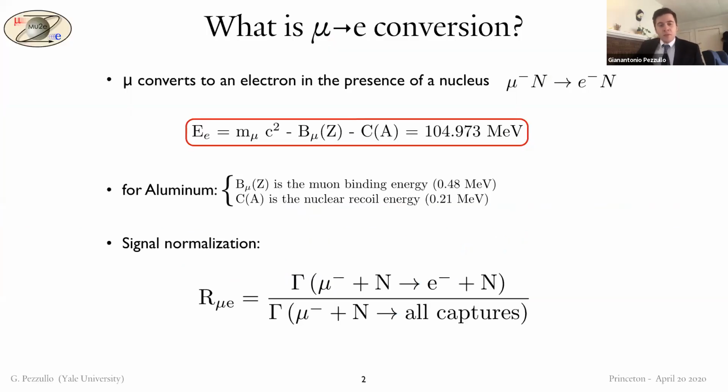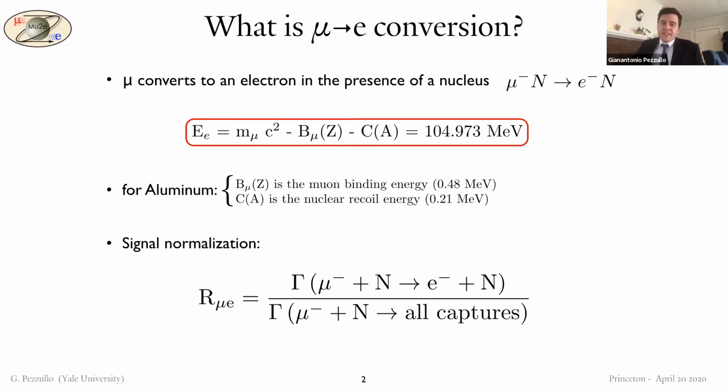Mu2e will be looking for muon conversion, which is the process where a muon converts into an electron in the field of an aluminum nucleus, in this case. This process has the same dynamics as a two-body decay, which results in a monochromatic electron with an energy slightly below the muon mass.